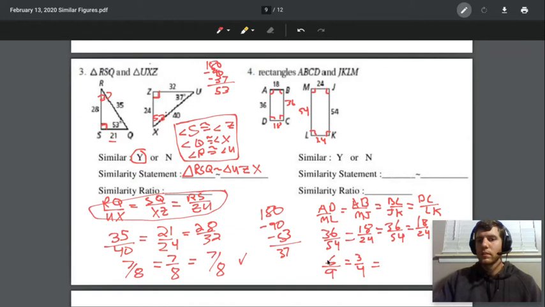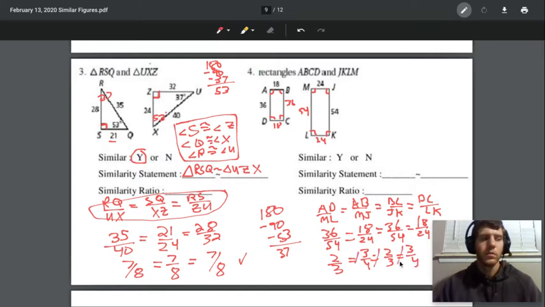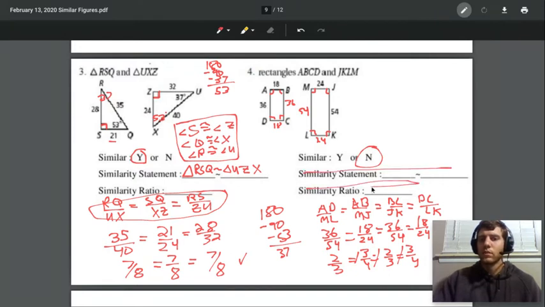Okay, again, 6/9, so this actually reduces to 2/3, right? 18 will go into 36 twice, and 18 goes into 54 3 times. So this is going to reduce to 2/3. This will reduce to 3/4. So 2/3 and 3/4. Okay, so those ratios are not equal. And since those ratios are not equal, the sides are not proportional, so we can say that the triangles are not similar. So if they're not similar, there's no similarity statement, and there's no similarity ratio.